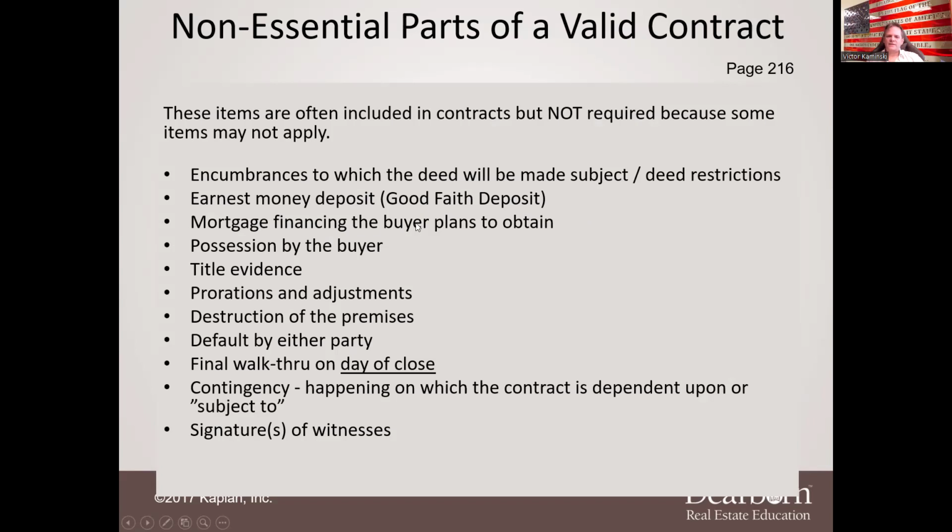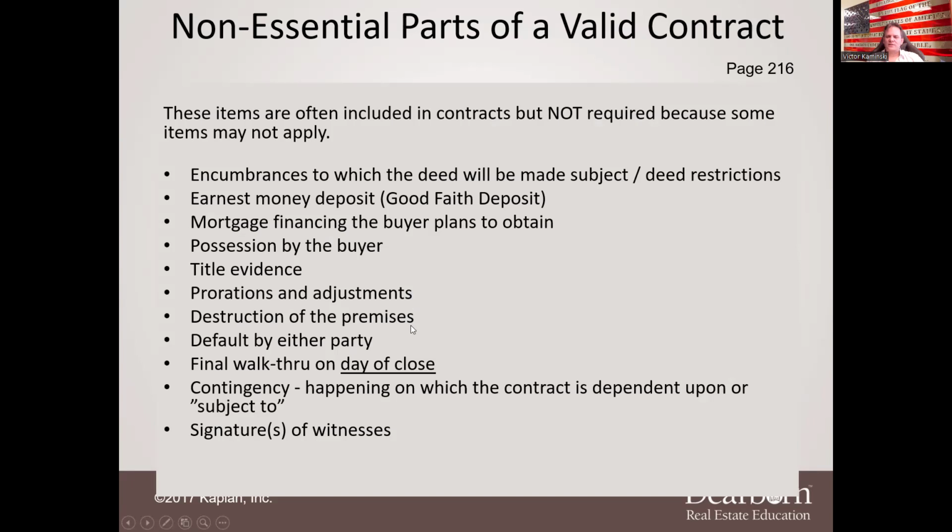The mortgage financing the buyer plans to obtain, well, they could be buying cash. Possession by the buyer, when they plan to possess it, when is it available for possession by the buyer? Maybe we don't know yet. Title evidence, what kind of title evidence are they going to provide? Prorations and adjustments, those are those final adjustments in the closing figures. We don't put that in contracts.